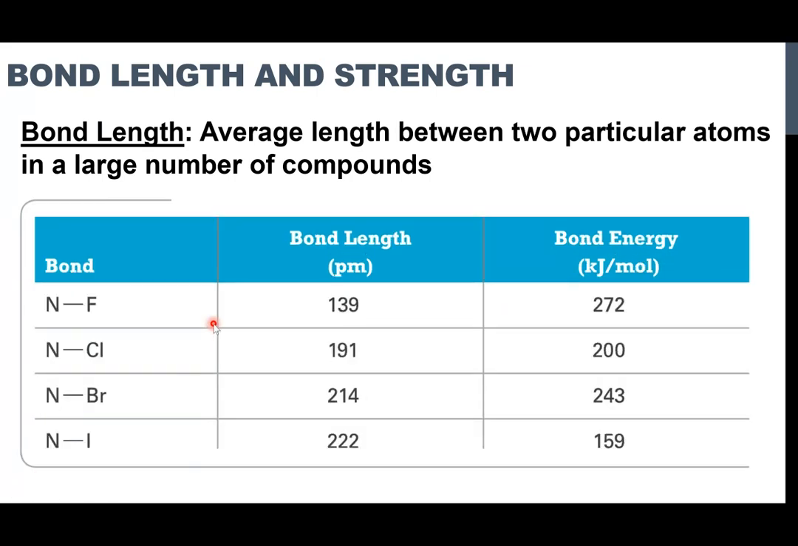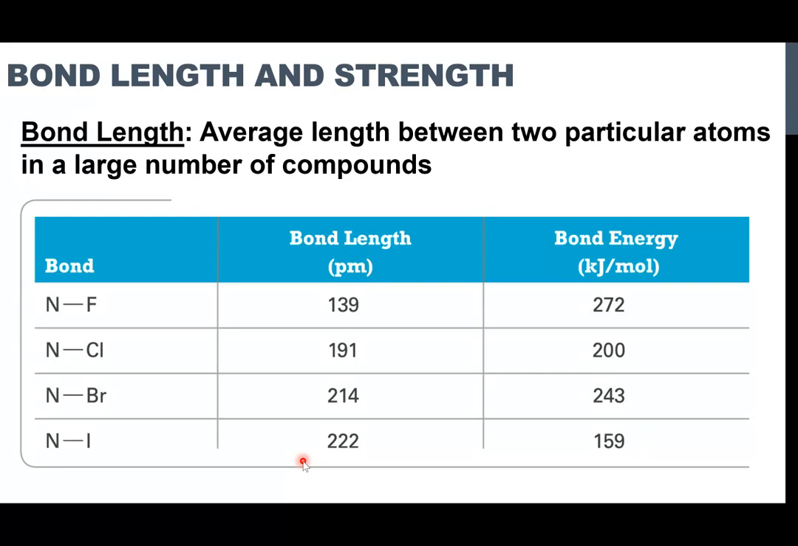Here we see another trend. So what we see here is all of these are attached to nitrogen. And these atoms here are all in the same family. They happen to be in the halogen family. So fluorine, chlorine, bromine, iodine, all the way down group 7. So what we see is as we move down a row, the bond length tends to go up. Well, that should make sense.